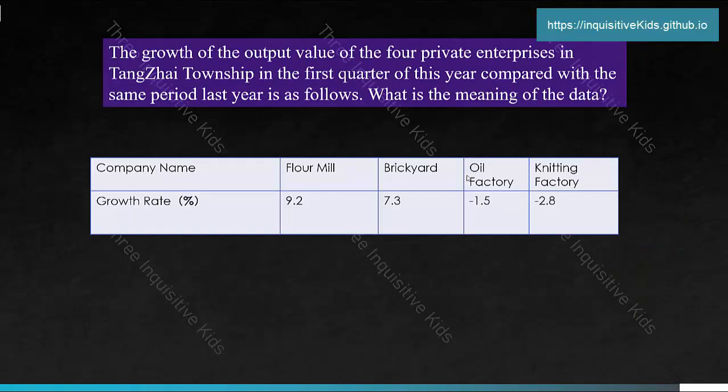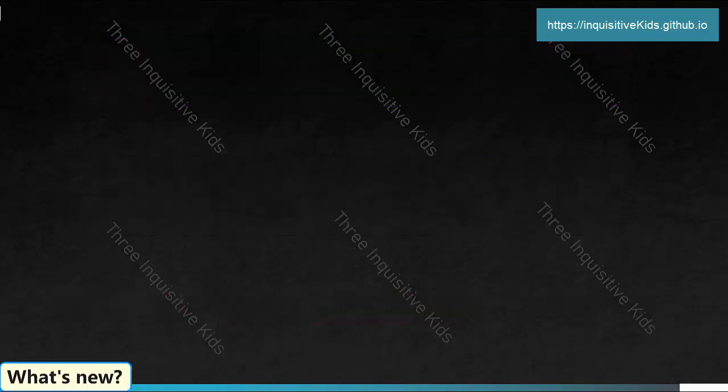The growth of the output value of the 4 private enterprises in Tangjiang Township in the first quarter of this year compared with the same period last year is as follows. What is the meaning of the data? The company name is in the top row. The growth rate is in the bottom row. What is the meaning of the data? The growth of flour mills and brick and tile factories is increasing, while the growth of oil mills and knitting factories is decreasing.